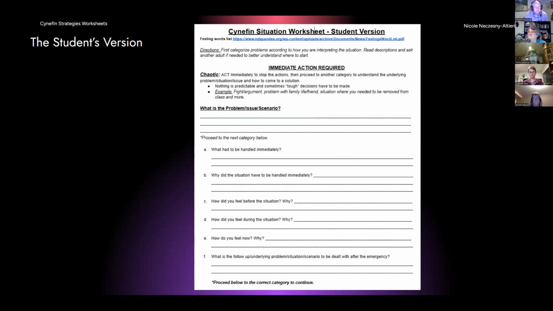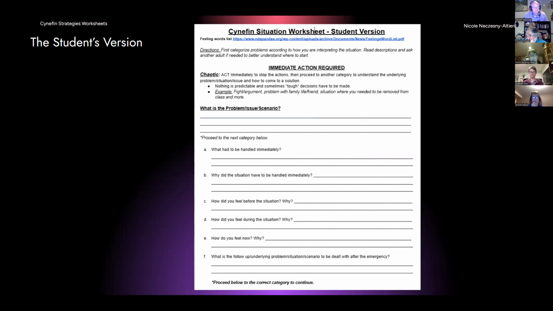If it's not chaotic, I purposely did this on a separate sheet so they could bypass this if it didn't start with chaotic. But if a chaotic situation is the one that they're dealing with first, I put this one so whoever's dealing with the student at the moment can help them to focus themselves, and hopefully as they de-escalate, they could put their thoughts and feelings and everything down on paper. At the top, I have a link to feeling words.